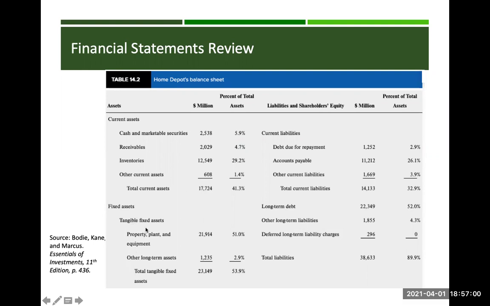Fixed assets here. Property, plant, and equipment. That's also called PP&E. And usually they have another line item in the actual disclosures of accumulated depreciation and amortization. So you know how much in D&A is included in this $21.9 billion.